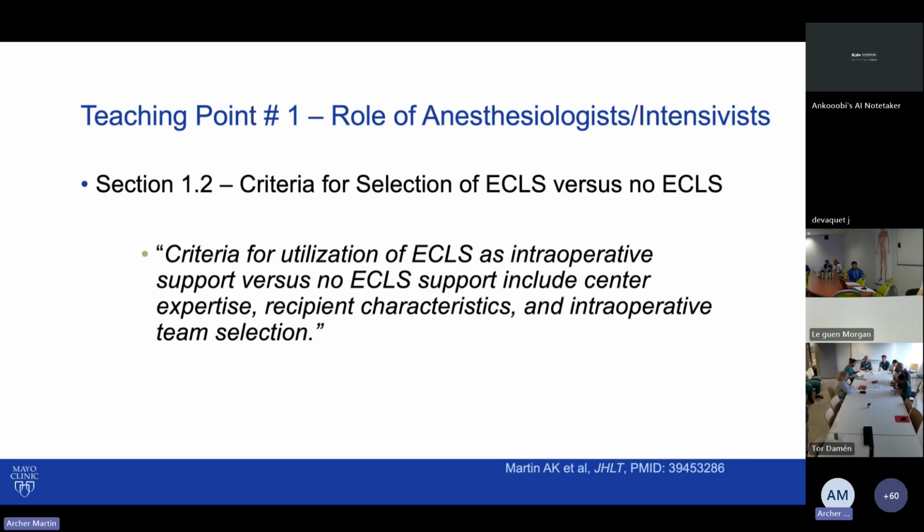So let's say that some of us on this call look at ECLS. It's something that we want to use in our centers. When we do bring these principles back to our center, we need to make sure that we do so in a multidisciplinary team fashion.